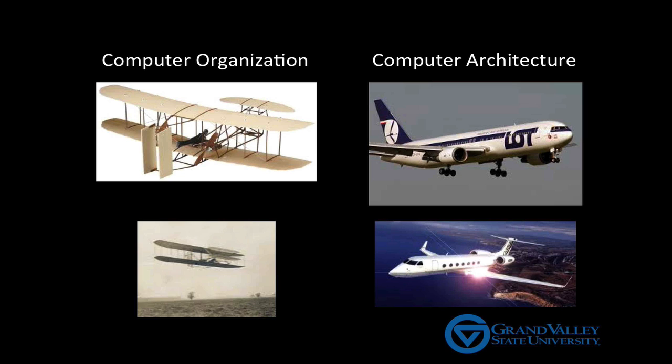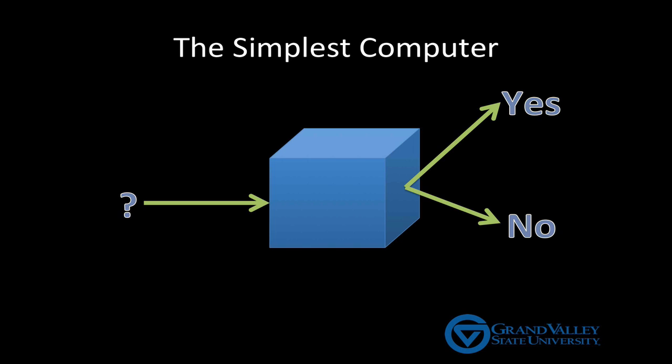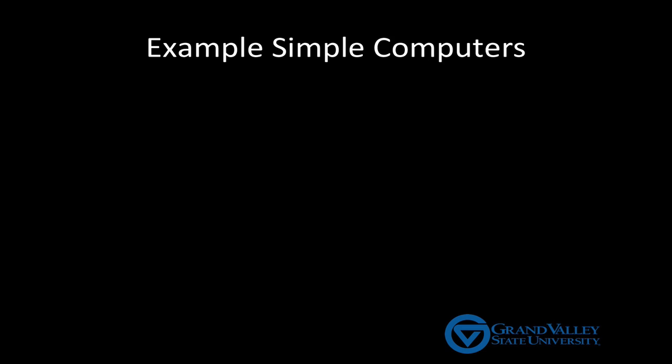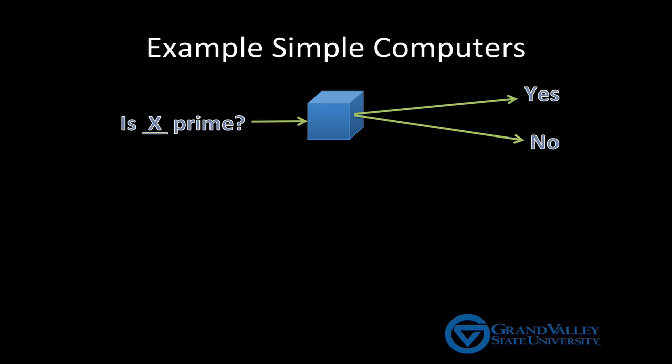We'll begin by building the simplest computer imaginable. This won't be a general purpose computer like the ones you're used to using, but rather, in this case, a blue box that can physically calculate the answer to one specific yes/no question. For example, one such box may physically calculate whether x is prime.